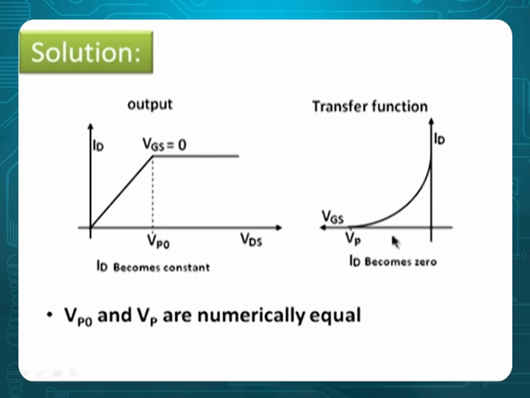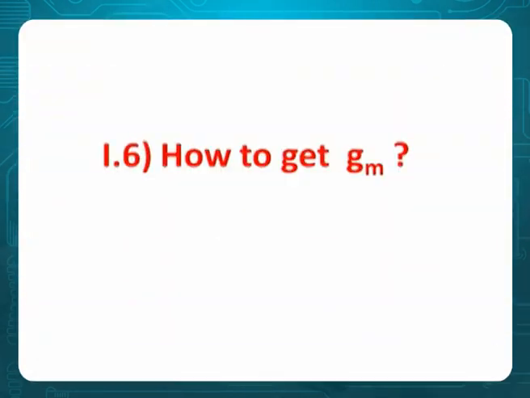But remember, sometimes we call this VGS cutoff. VGS cutoff means basically current is 0. So when current is 0, it's called VGS cutoff. Then sixth one, how to get gm?